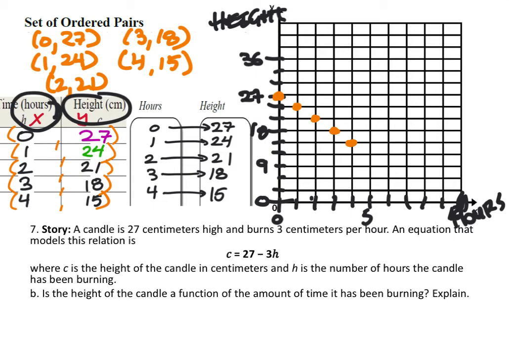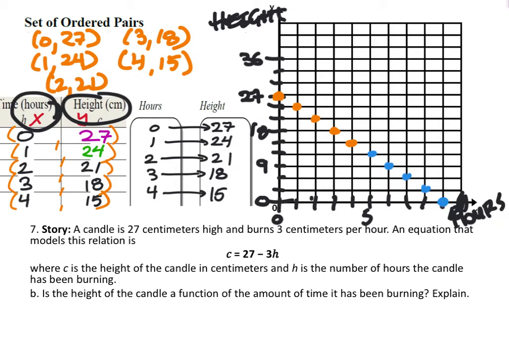Now the other thing that we should know is that if we wanted to continue this pattern, we could. And it's going to tell us one other piece of important information. And that is how many hours it will take for this candle to burn out. Well, it's going to burn out once it's 0 centimeters tall, right? That's this point right here. And right there, since this is 10, this has to be 9 hours. So it's going to take 9 hours. If it's burning at 3 centimeters per hour and it started at 27 centimeters, it's going to take 9 hours to burn out.